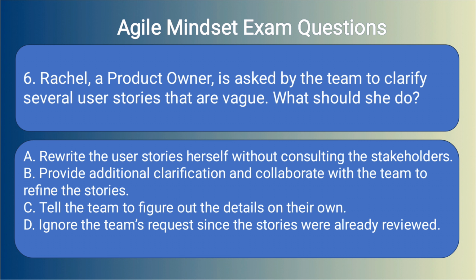B. Provide additional clarification and collaborate with the team to refine the stories. C. Tell the team to figure out the details on their own. D. Ignore the team's request, since the stories were already reviewed.